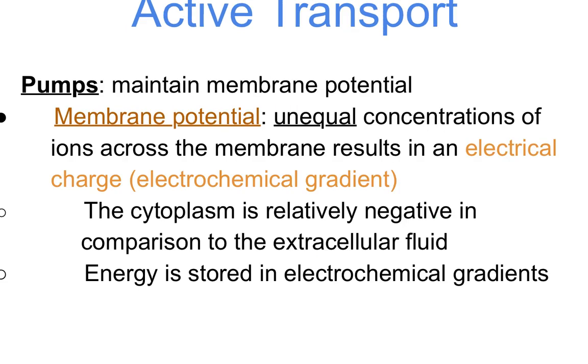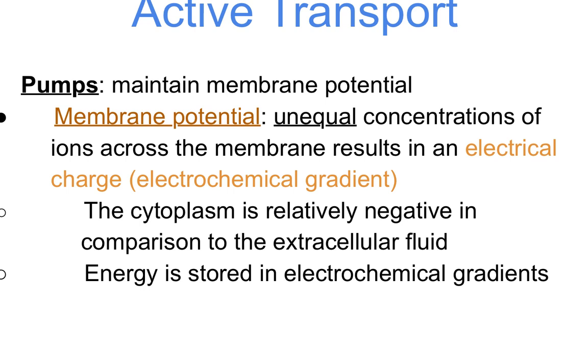Pumps maintain cell membrane potential. Membrane potential is the unequal concentrations of ions across a membrane, and it results in an electrical charge. It's ultimately an electrochemical gradient, if you will. Remember, some ions are positively charged and some of them are negatively charged. So you can create this positive negative interaction by moving ions to one side or another.